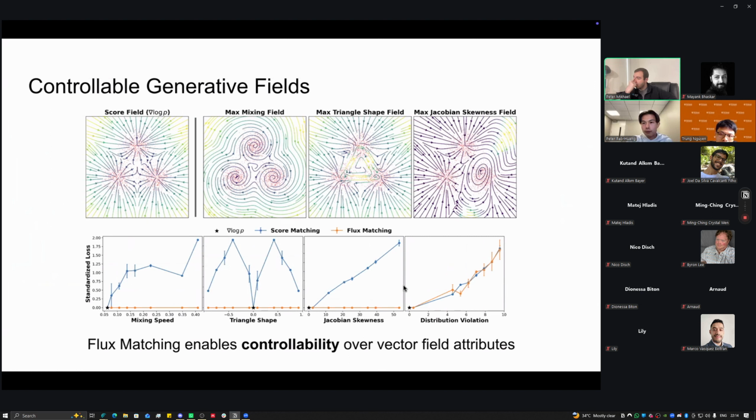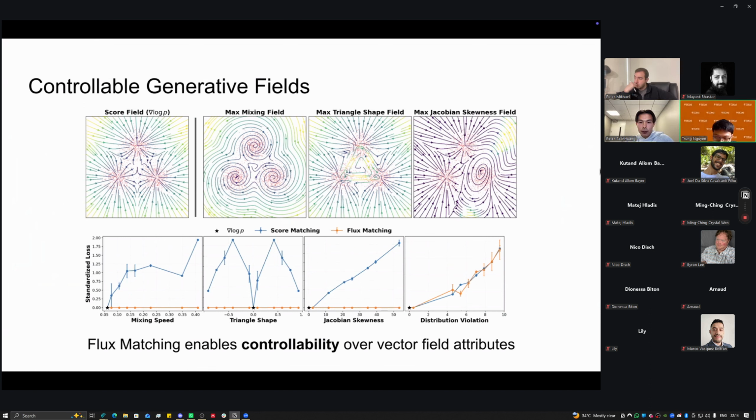And how do you implement the attributes themselves? Yeah, that's a great question. So there are certain things that we can analytically calculate because this is just a mixture of three Gaussians. You can analytically calculate mixing speed in this very simple example. We define the triangle as how much the vector fields align with a predefined triangle shape. And the Jacobian skewness is just how anti-symmetric the Jacobian is. So these are all things that you can calculate by having a discretization of the domain of your 2D data set or your 2D mixture of Gaussians.